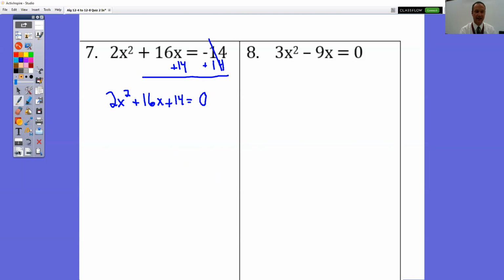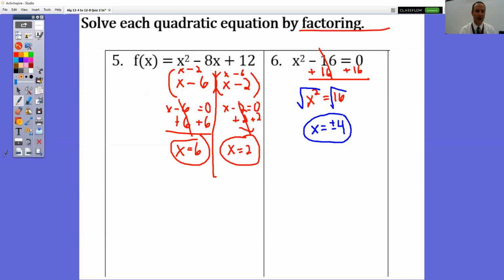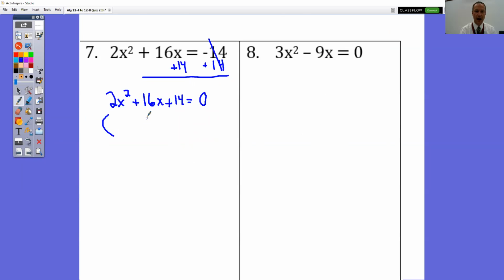Now what you want to do is exactly what we did in question number 5. We want to do the parentheses. We want what times what is 14 that adds up to 16. However, notice that you have a 2 as your a value. So that means we have to do a 2x and an x. So whatever number you put over here, you have to multiply it by 2 before adding it to the middle number to give you 16. So really what you're looking for are factors of 14. But again, whatever number you put here, you have to multiply it by 2 before adding it to the middle. Go ahead and try and finish number 7, please.